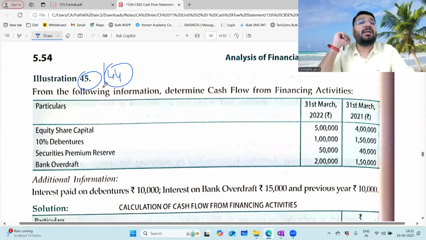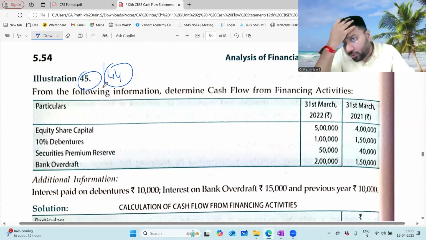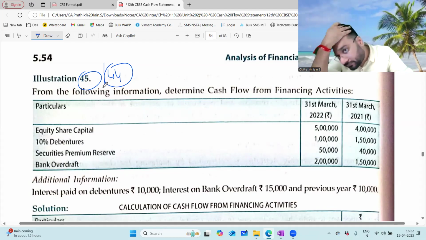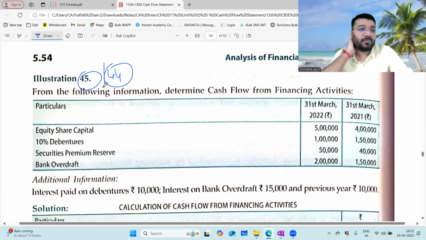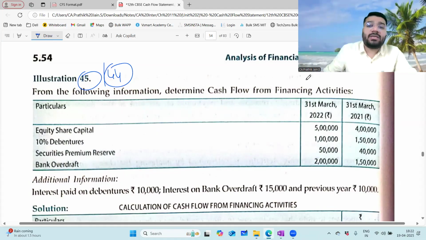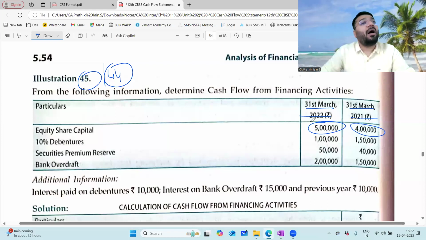From the following information, determine the cash flow from the financing activities. Financing activities. Online people, can I continue? Yes, sir. Guys, this is the previous year. This is the current year. Previous year balance was 4 lakh. Current year balance, it became 5 lakh. How?